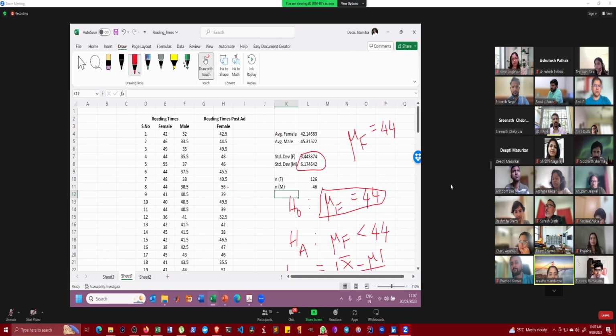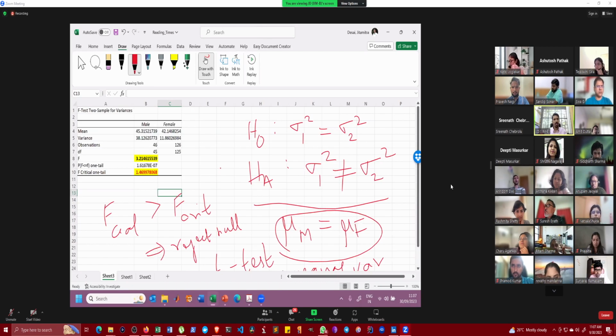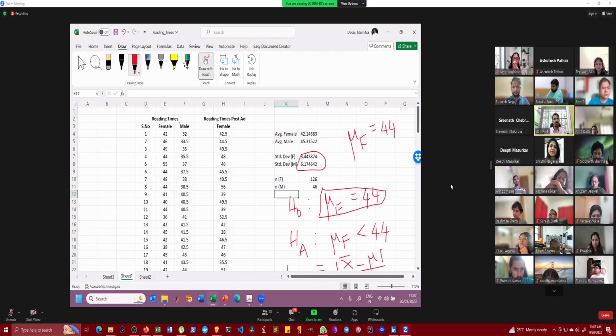These are sample standard deviations, right? I calculate the standard deviation of that particular sample, and then I select the one with the higher as variable range 1, and the one with lower as variable range 2. And once I do this, I get the test which says that they have unequal variances. So now I'm in a position to compare mu f equals mu m.